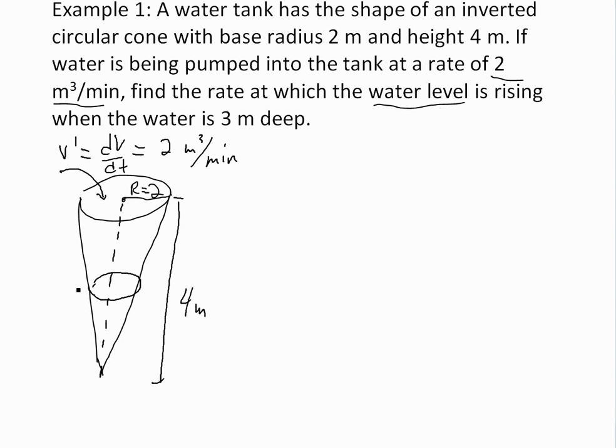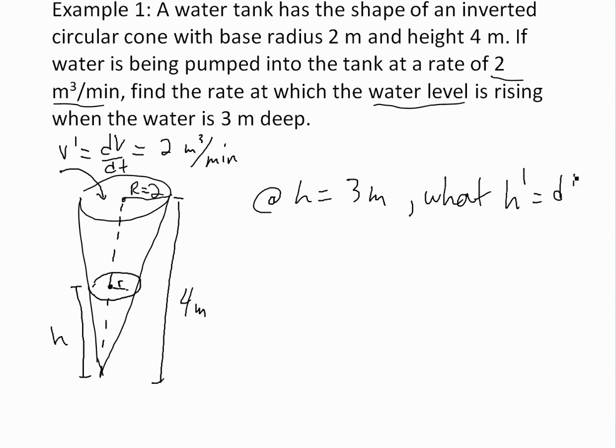So here we'll call h the water level. So h is the water level here. And at this level, it's a cone, right? But this radius is smaller, so we'll call this r. And at 3 meters deep, so let's say at h equals 3 meters, what is h prime, or dh over dt? So this is all that we were asking.